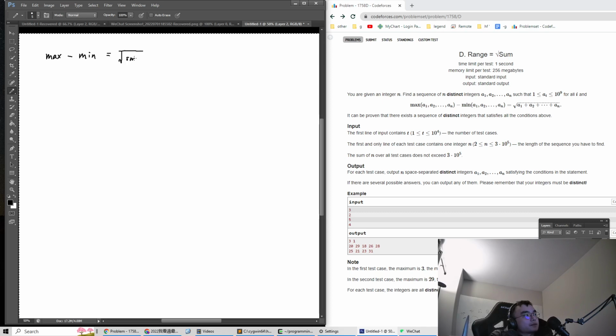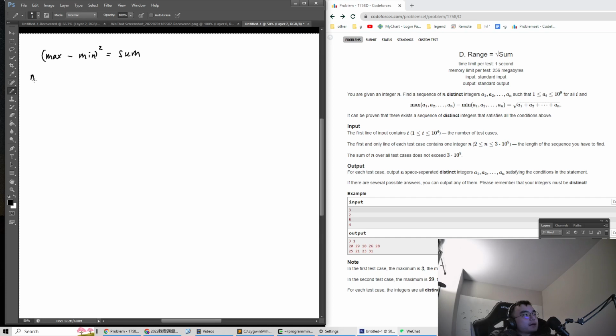square sum, right? That is equivalent to: maximal minus minimal, squared, equals the sum, right? We just need to find one such case that satisfies this equation. And since it has to be n distinct integers, our first idea is that we find n consecutive integers, and n is the center of it, right?